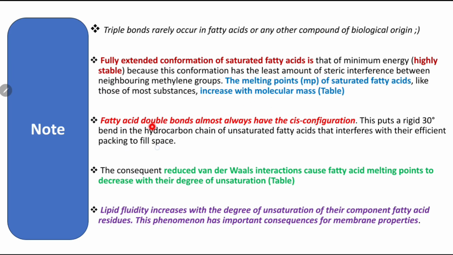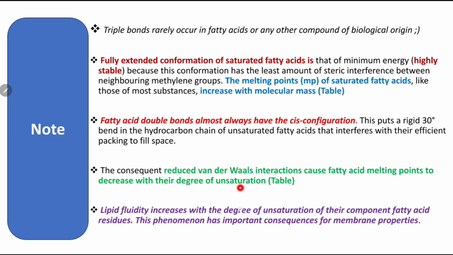Fatty acid double bonds almost always have the cis configuration. That is, the two groups are on the same side of the double bond. If they are on the opposite side, it is called the trans configuration. And this cis configuration puts a rigid 30-degree bend in the hydrocarbon chain of the unsaturated fatty acid, and interferes with their efficient packing to fill space. We'll see that in the next diagram. Consequently, reduced van der Waals interaction causes fatty acid melting points to decrease with the degree of unsaturation.